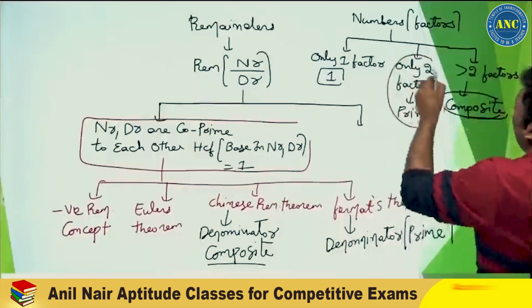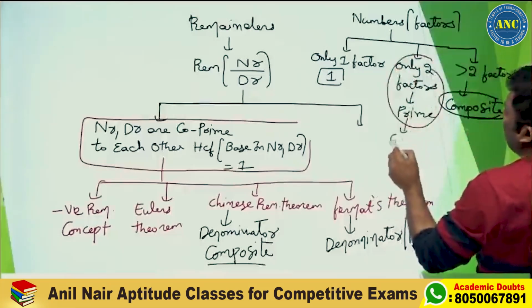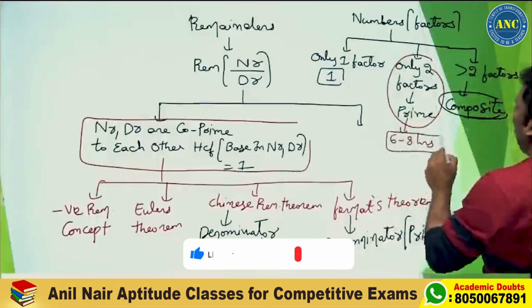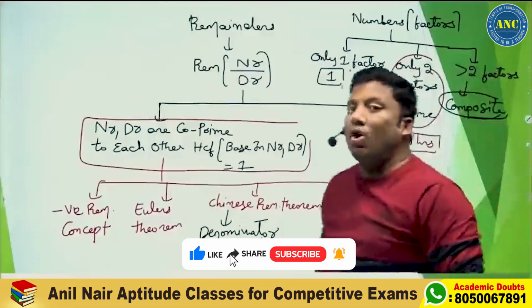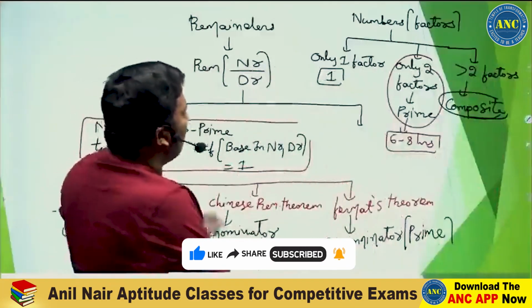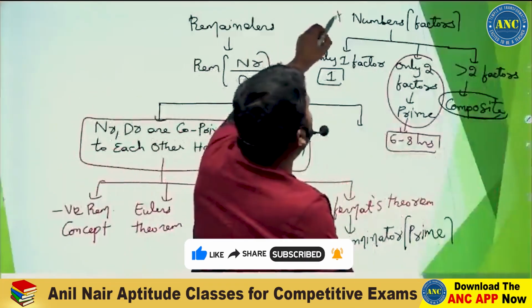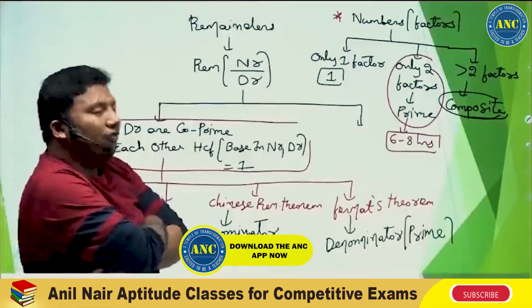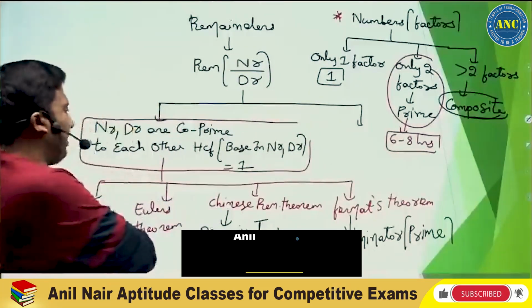Only on prime numbers, in my paid batch I will discuss a 6 to 8 hours class so that a student will understand all the 15 to 18 models of questions that can come in prime numbers. The classification of numbers based upon factors: only one factor, only two factors and greater than two factors.